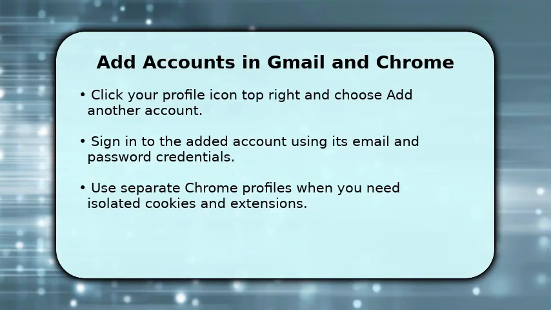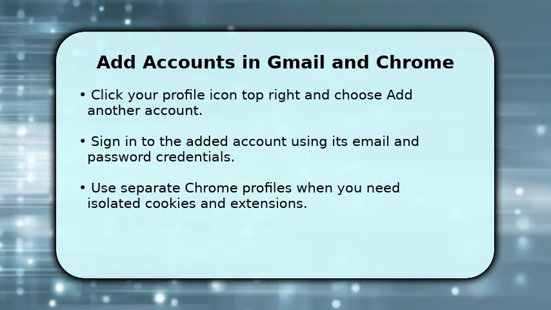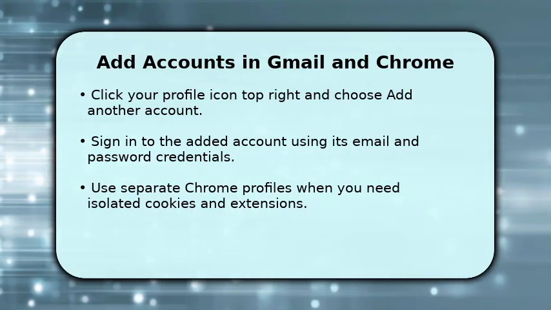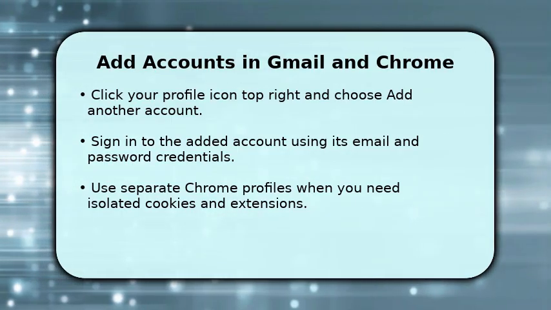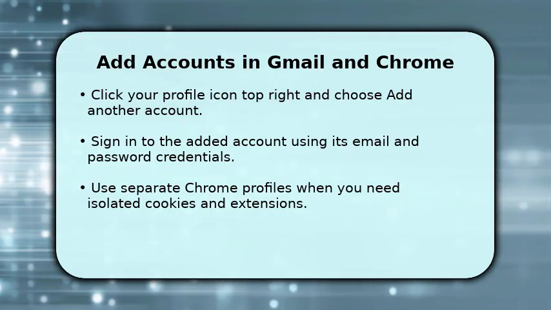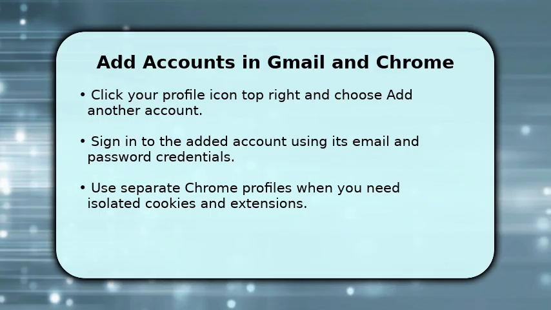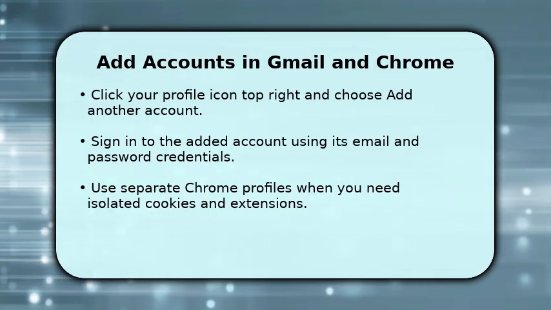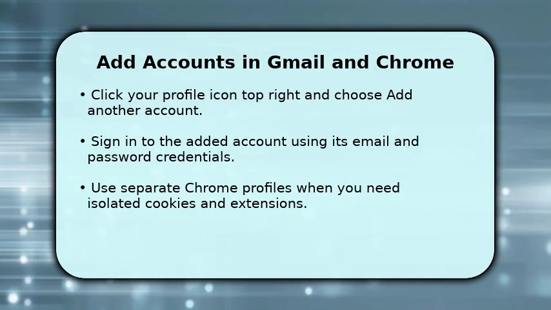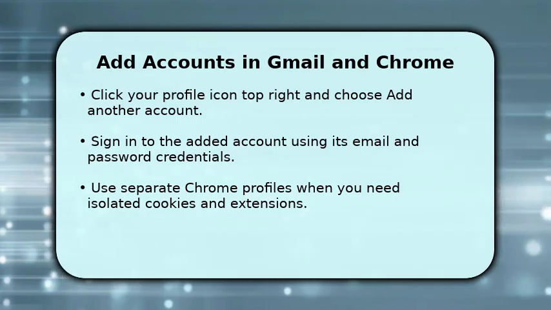Click your profile icon, top right, and choose Add Another Account. Follow the on-screen sign-in flow using the other account email and password. Approve two-factor prompts if they appear on a phone or device. You will now see both accounts under the profile menu for quick switching. Sign out fully only when you need to remove an account from this device.